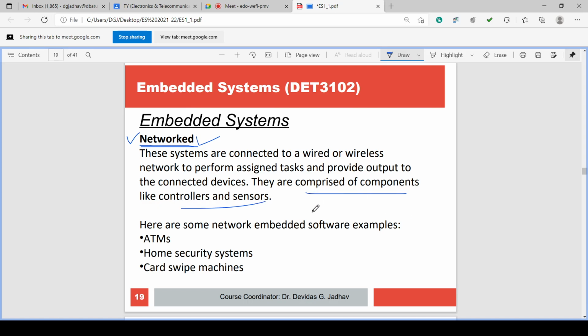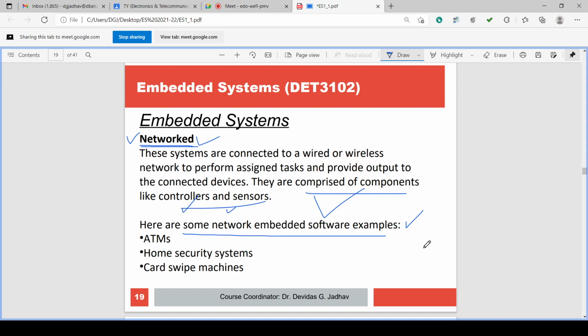Networked embedded systems have components of controllers and sensors and maybe other components. The network sockets are there, network communication. Here are some of the networked embedded system examples. ATM is the best example.